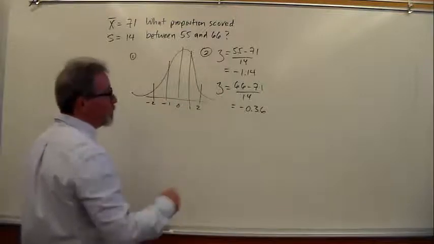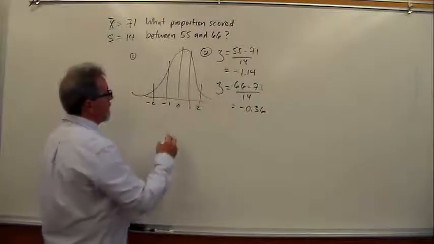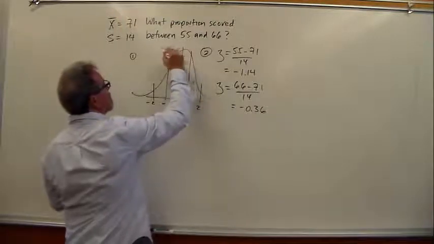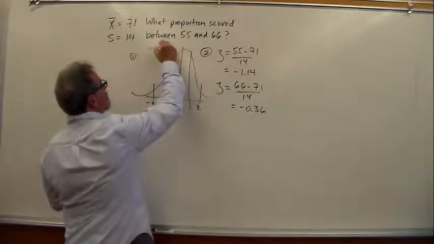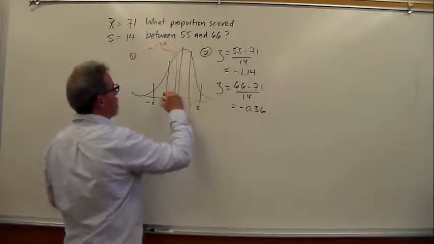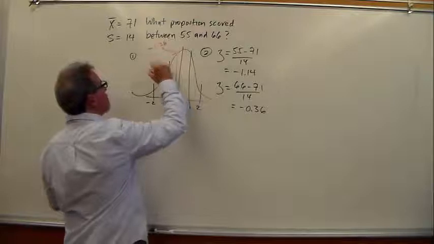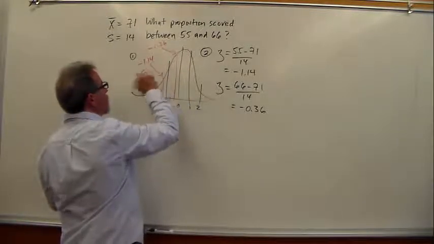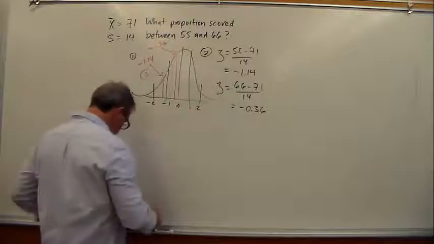Step 3, we put them on the graph. Negative 0.36, probably about here, and negative 1.14, about there. That is step 3.